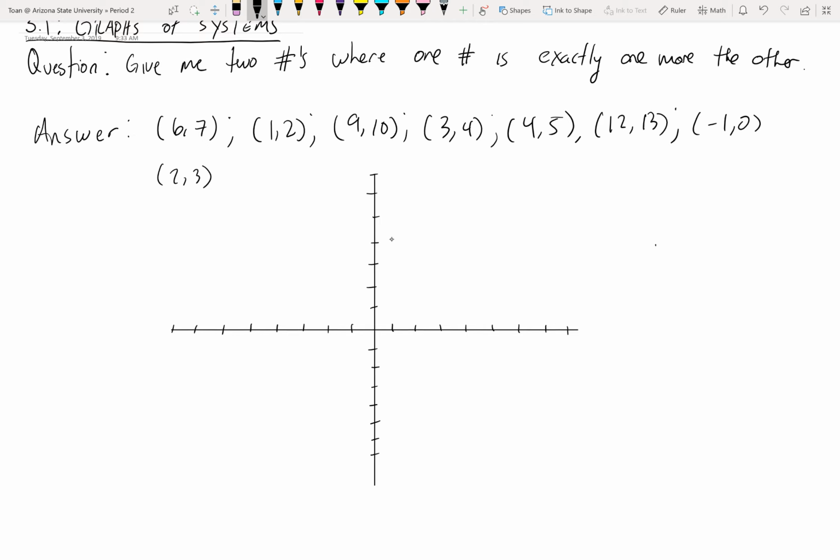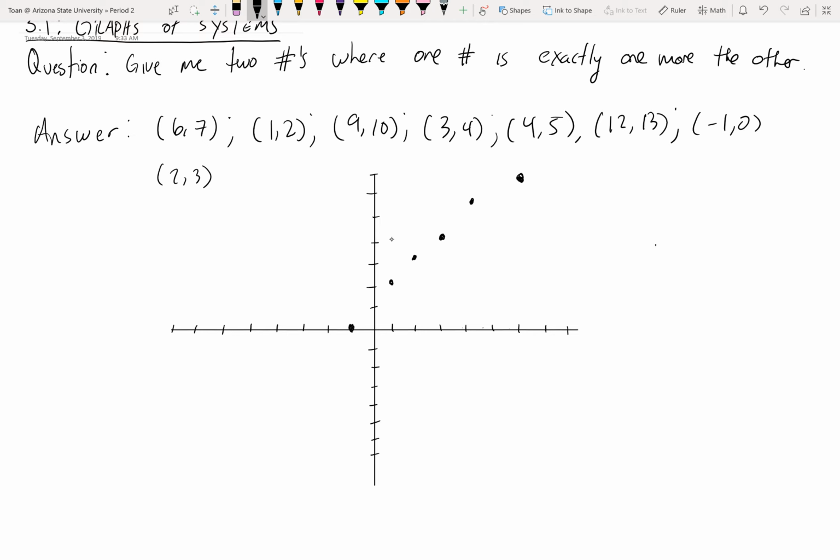6, 7. 1, 2, 3, 4, 5, 6. 1, 2, 3, 4, 5, 6, 7. That's 6, 7. 1, 2. I can't fit 9, 10. Sorry. 3, 4. I can't fit 12, 13. Sorry. 4, 5. Negative 1, 0. 2, 3. Gee whiz. What does it look like is forming here? A line, right? Now, it's not a complete line because we only plotted 1, 2, 3, 4, 5, 6 points.